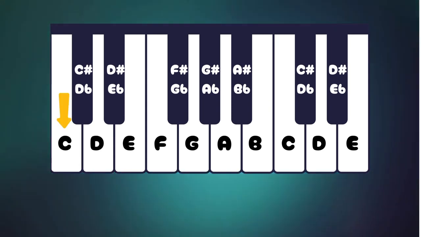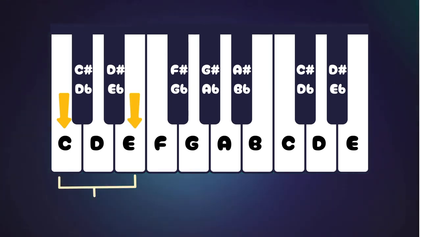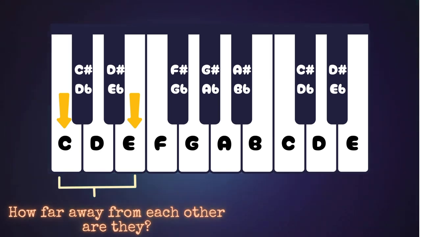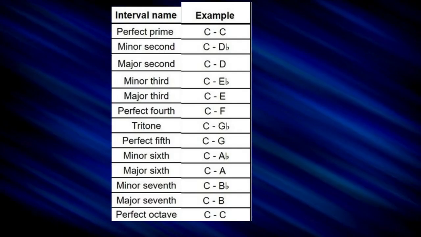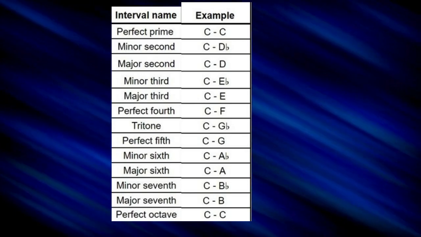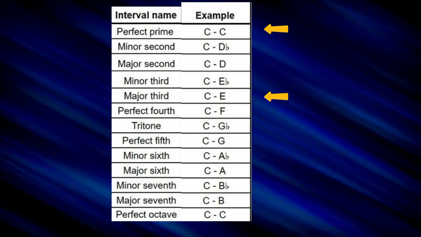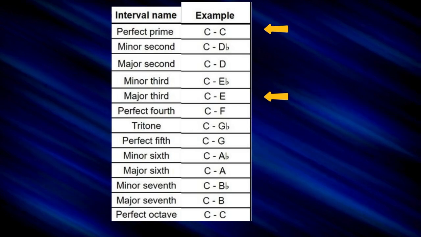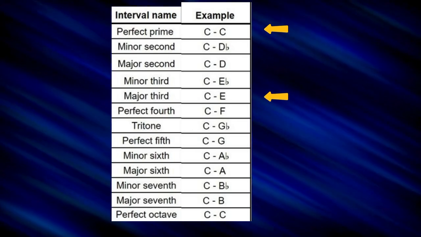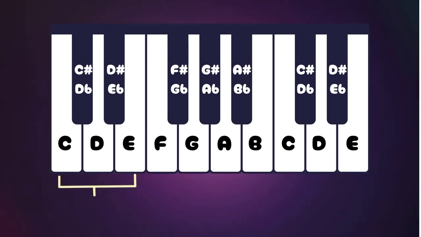Let's take a C note and an E note on the piano. Now, we need to try to figure out how far away these notes are from each other. Well, we can figure that out using the interval chart that I have. This chart shows you the distance from C to every other note on the piano, including C all the way to E, showing that C to E is what you would call a major third. So the distance from C to E is a major third. So now we know C to E is a major third.